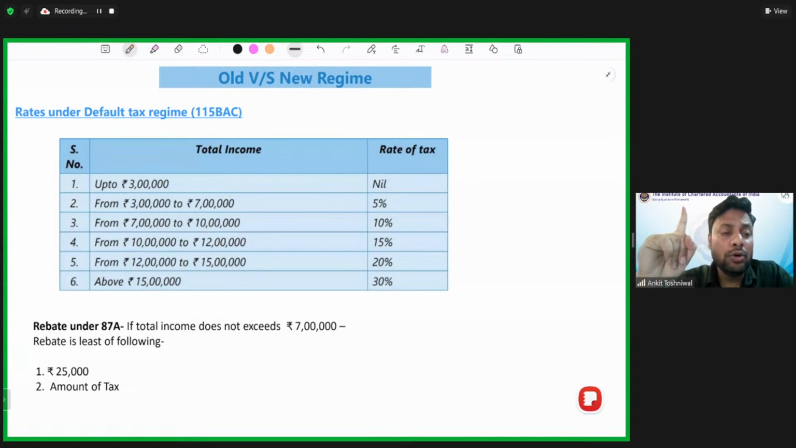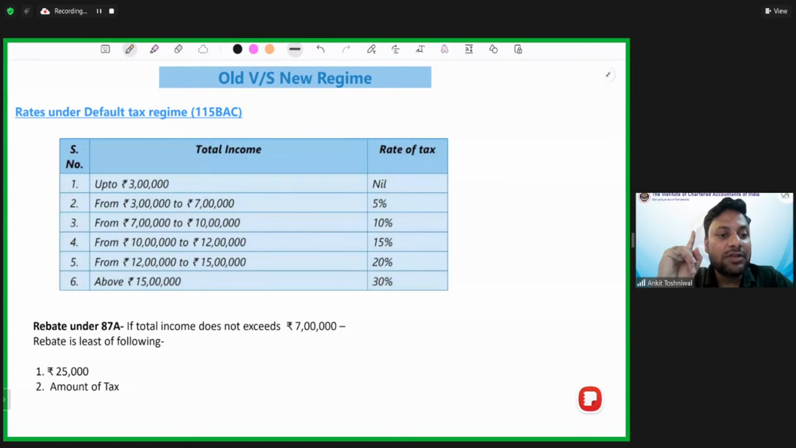So if you want to opt for the old regime, you have to exercise the option before the filing of the return. Correct? Now let's revise the tax rates under the new regime. Under the new regime, that is defined by section 115BAC, if the income is up to 3 lakh, there will be no tax. That is, the tax rate is nil. Income, what income? Taxable income or total income, that is after the deduction.